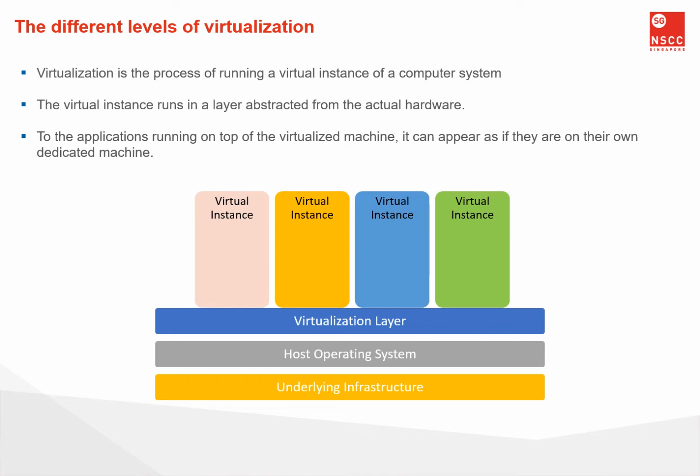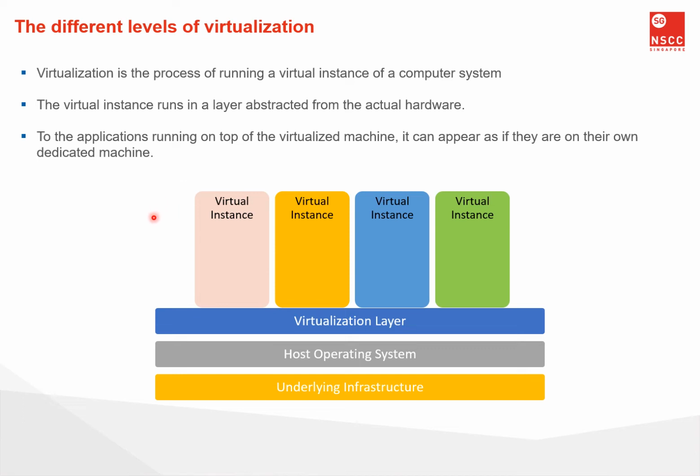So in this set of slides, we're going to talk a little bit about the different levels of virtualization. Now, virtualization is basically a process of running different virtual instances of a computer system. So you can think of it as a software computer. So it's many multiple versions of this software computer running on a hardware computer itself. So we have multiple virtual computers rather than just one single computer running the software on the bare metal itself.